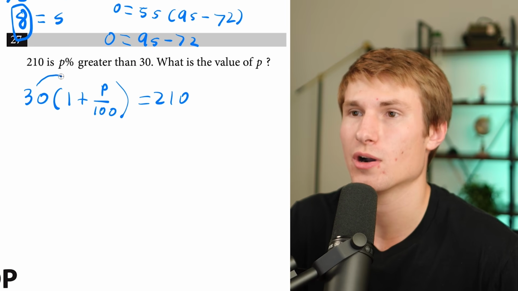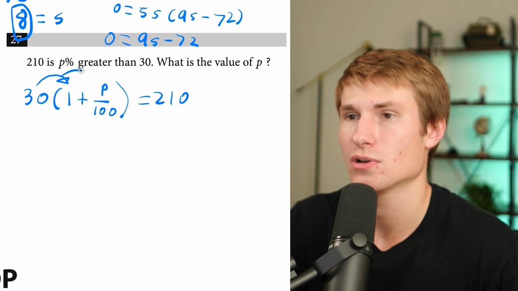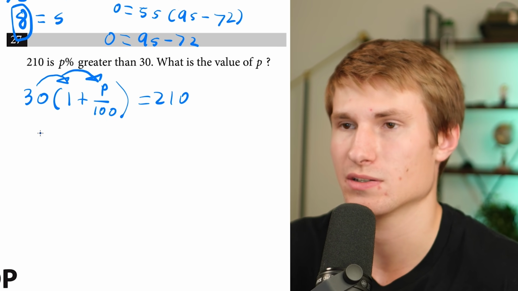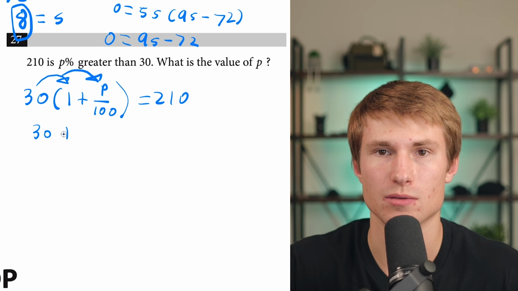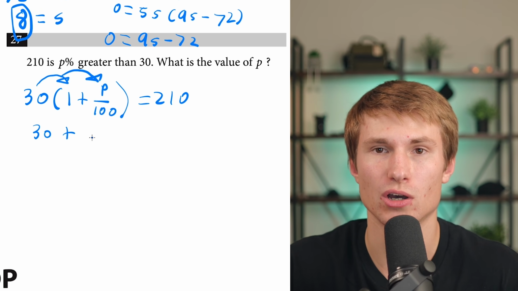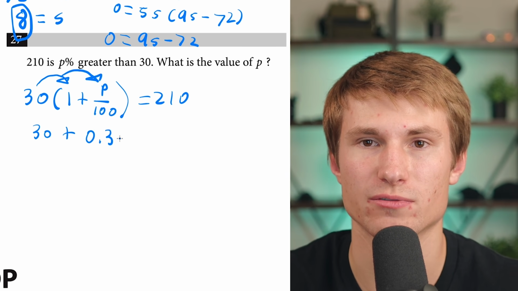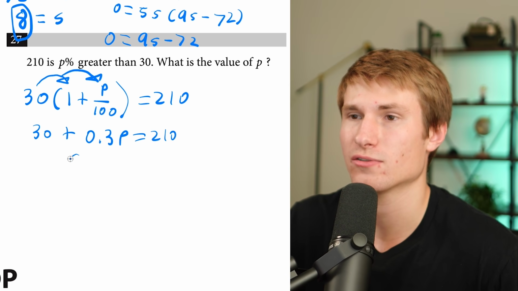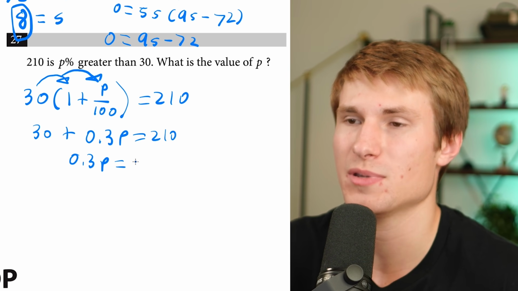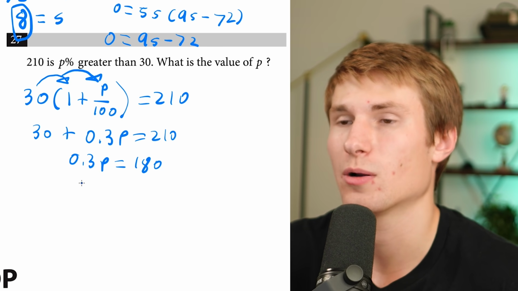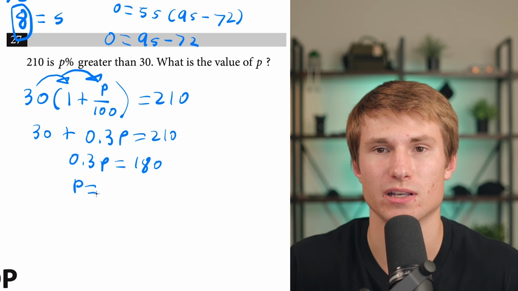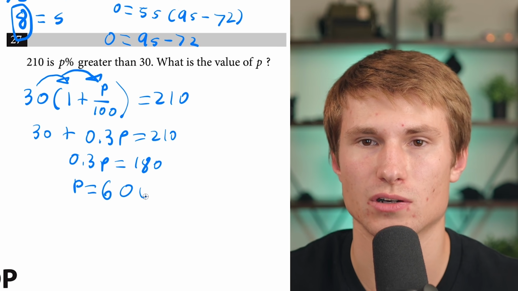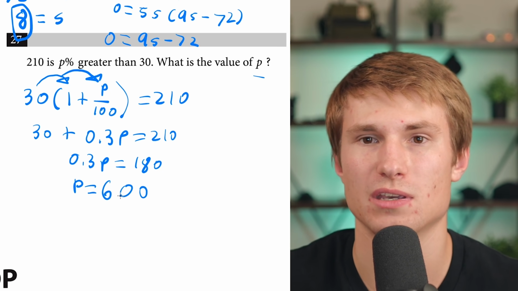From here, we distribute our 30, which is our initial value, to 1 plus however much greater we are increasing, whatever that percentage is. So that will give us 30 plus 30 over 100, which can be represented as 0.3 times p. That's all going to equal 210. From here, we subtract 30 from both sides, and we're going to get that 0.3p is equal to 180. From there, we'll divide both sides by 0.3. 180 divided by 0.3 is going to leave us with 600 for the value of p. So the value of p is going to be 600.